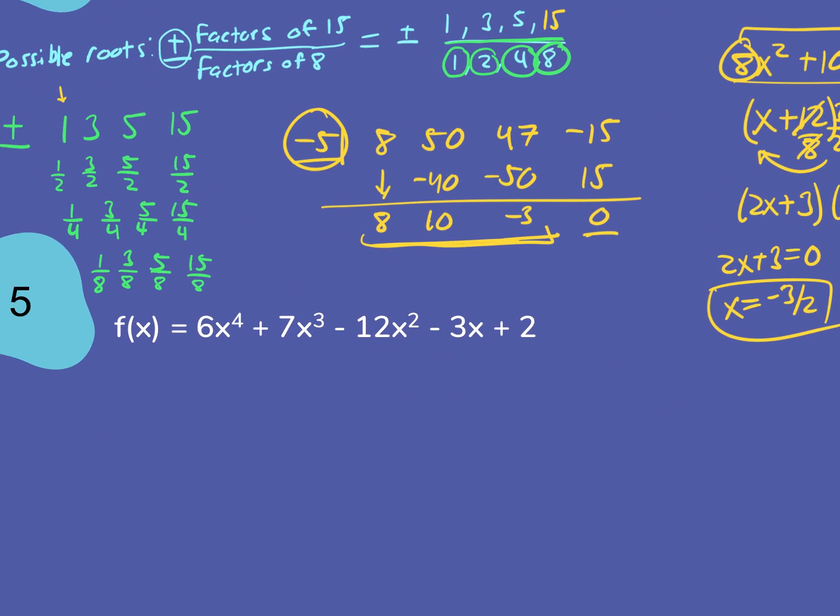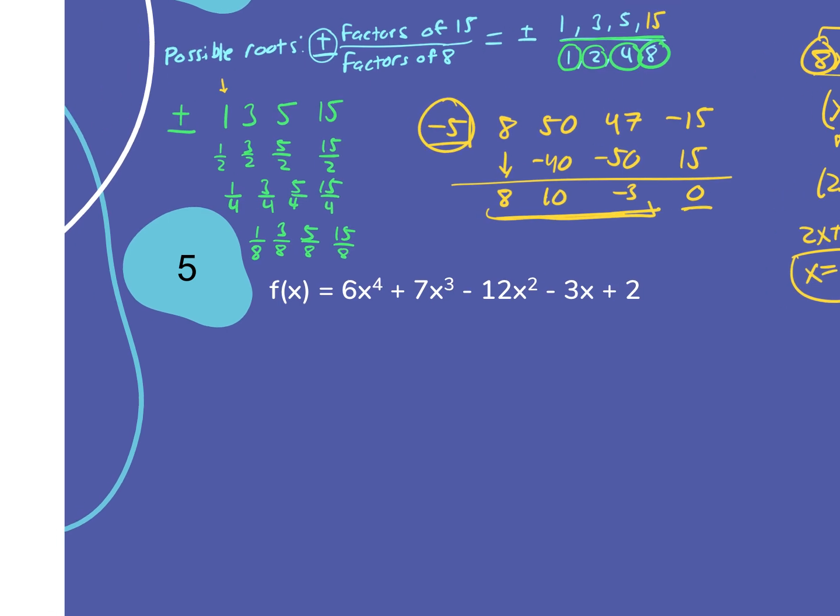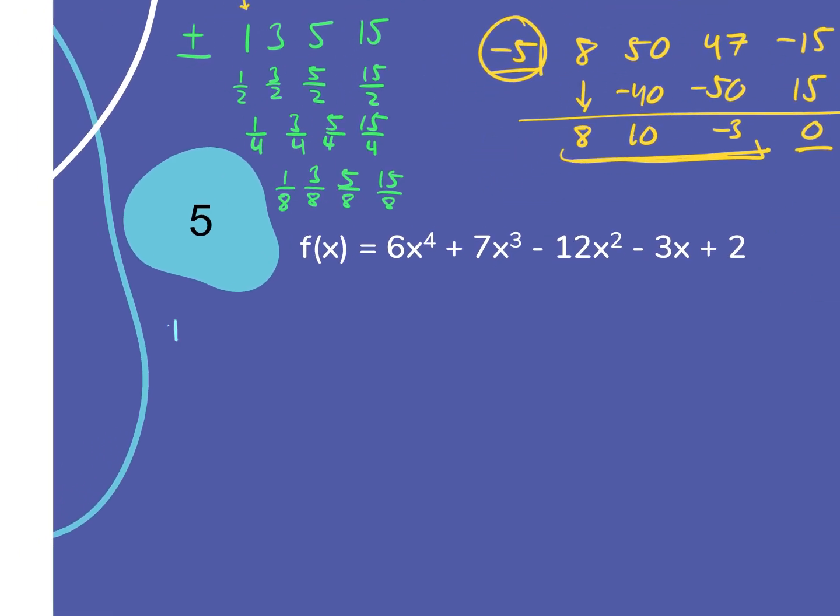All right, let's try the exact same thing with the next one. You guys are probably seeing that this gets a little bit tedious, but let's just try it. The first thing that we do is find possible roots, and again, the possible roots are plus minus factors of the last over factors of the first. Our last number is 2. Factors of 2 are just 1 and 2. Over factors of the first, our first number is 6. Factors of 6 are 1, 2, 3, and 6.